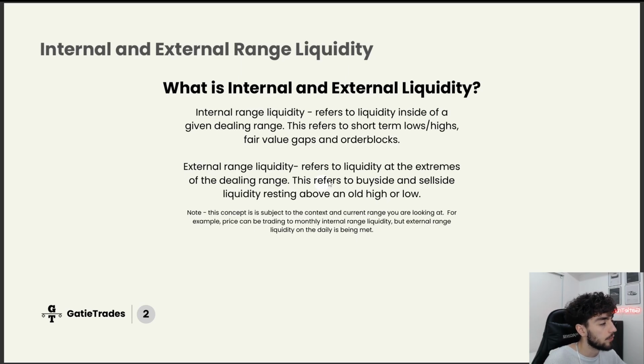External range liquidity refers to liquidity at the extremes of the dealing range. This refers to buy side and sell side liquidity resting above an old high or low. So you guys should already know this. We talked about this. This is simply your buy side and sell side liquidity pools.